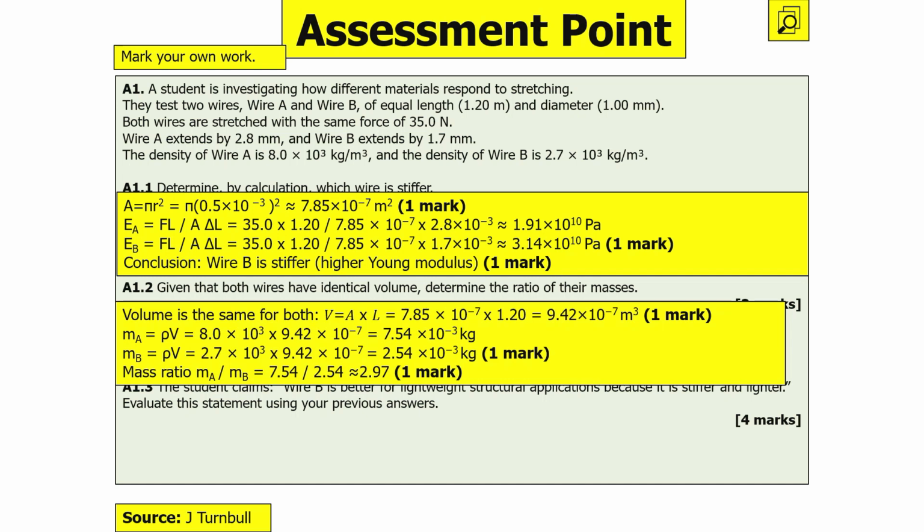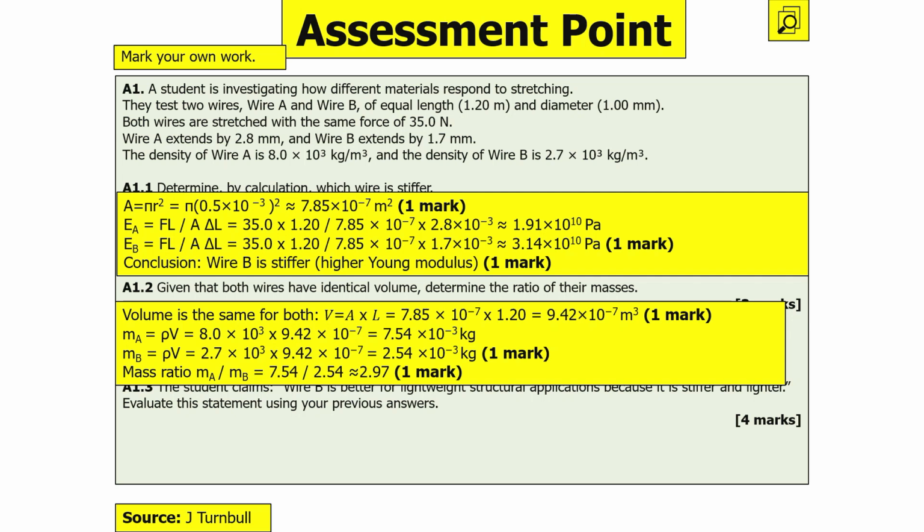Now the volume is the same for both, so we know volume is the area times by the length, so it's 9.42 times 10 to the minus 7 meters cubed. The mass of A is therefore the density times by the volume, so we get 7.54 times 10 to the minus 3 kilograms for A, and then for B, 2.54 times 10 to the minus 3 kilograms for that one.